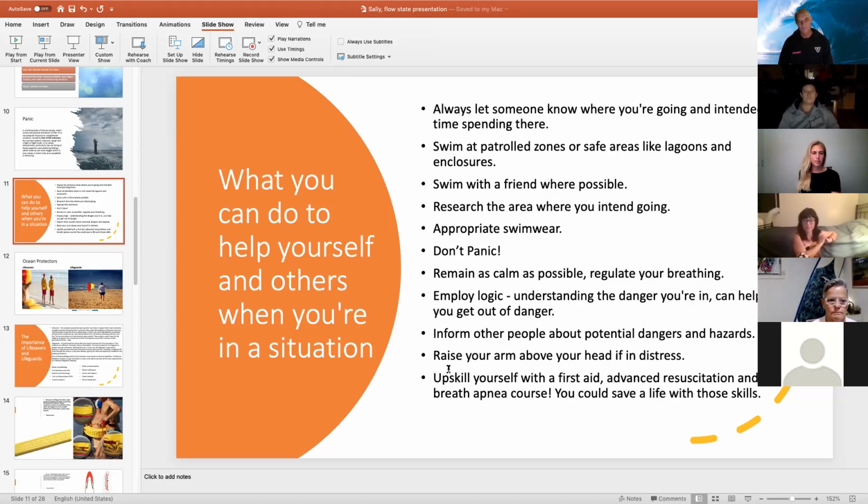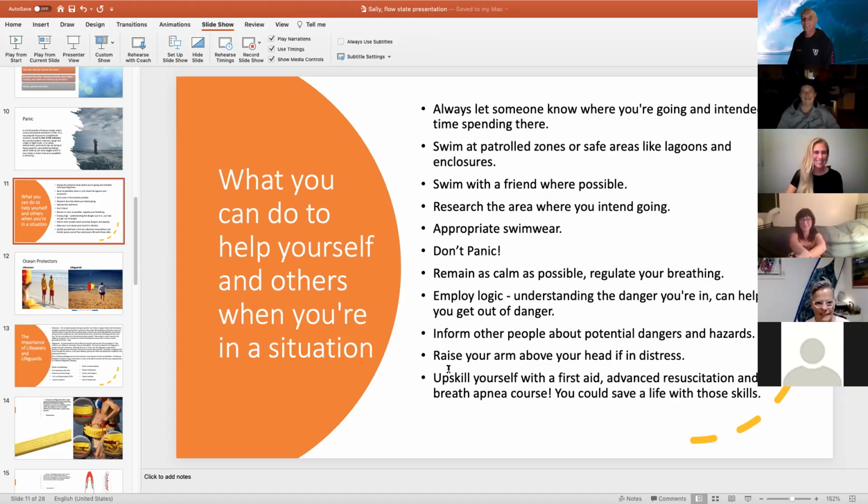Don't panic. Make sure you are well prepared. Remain as calm as possible and regulate your breathing. In our busy lifestyles, even in our daily work situations, just take a moment and do five deep breaths. It'll do wonders for yourself. Employ logic. Or you can come along to my breath class. That's twice a week. There you go, just a bit of a plug there.